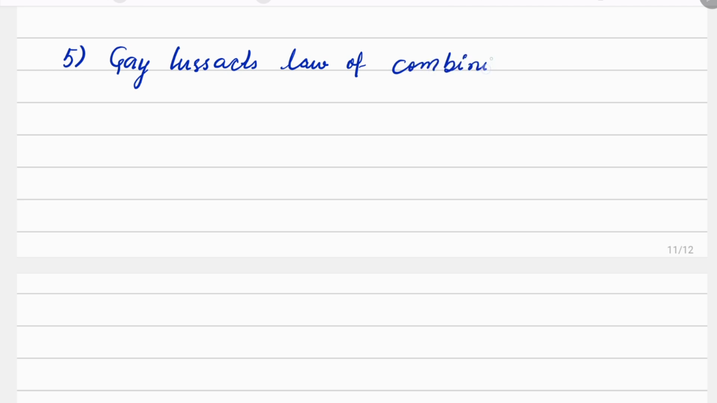Let's do the fifth law. Fifth law is Gay-Lussac's law of combining volumes. This is for gases actually. You should know that.